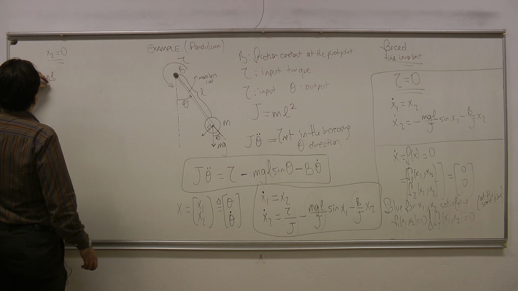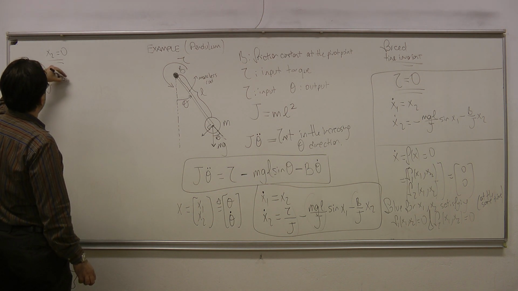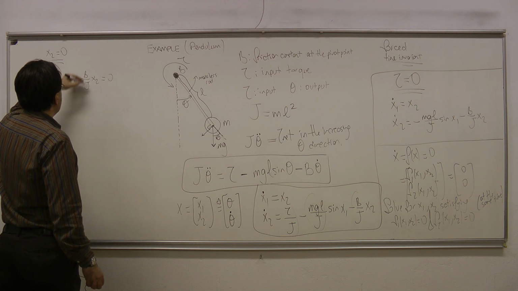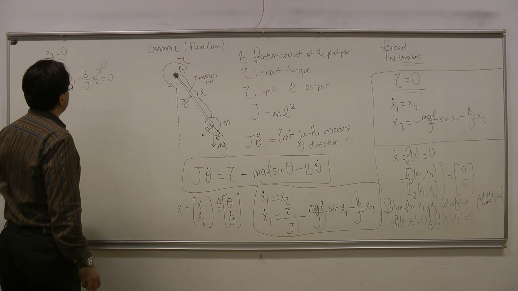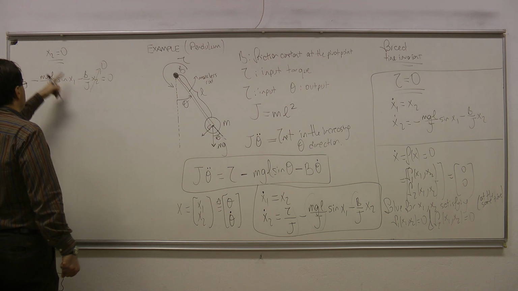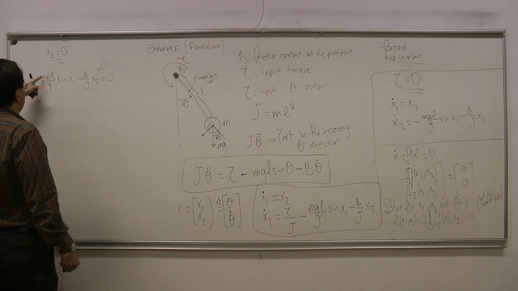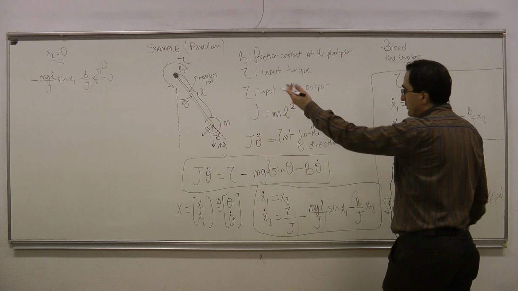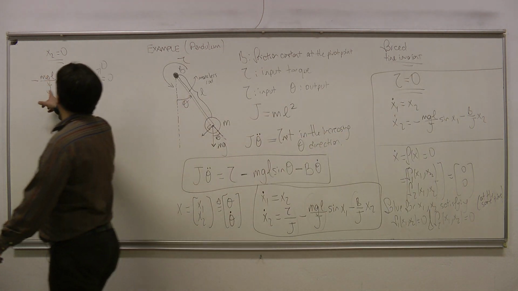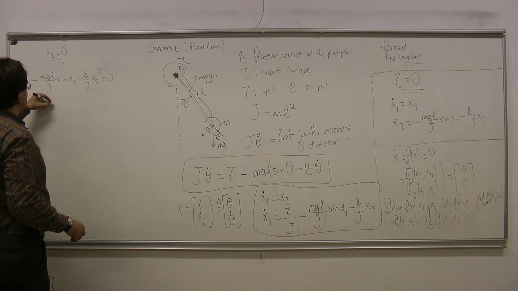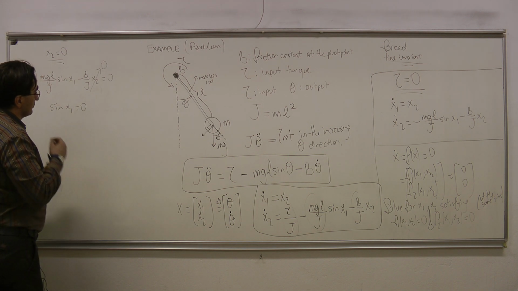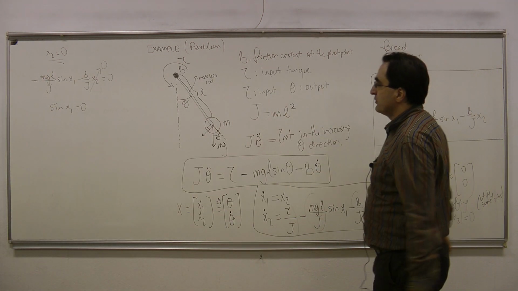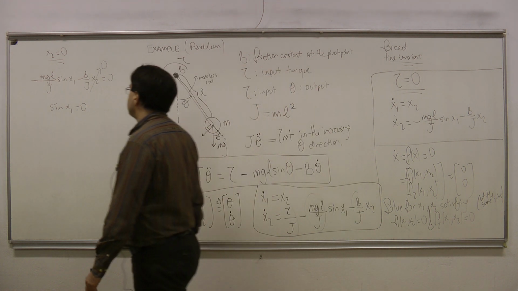Minus mgl over j sine x1 minus b over j x2 is equal to 0. And I know that x2 is equal to 0 from the first equation. That means that this term is equal to 0. Suppose that mgl over j is non-zero. A pendulum is meaningless without the mass there. So suppose that everything here is non-zero. So what we need to have is sine x1 should be equal to 0. So these are the two equations that have to be satisfied.